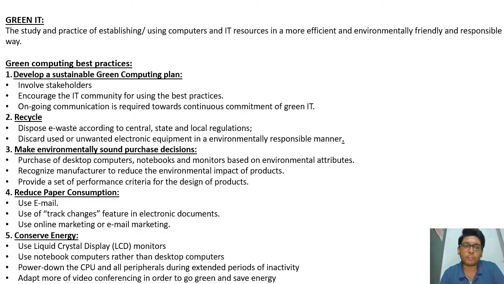Third, make environmentally sound purchase decisions. Purchase of desktops, computers, notebooks and monitors based on environmental attributes. Provide a set of performance criteria to the design of products. Finally, recognize manufacturers that reduce the environmental impact of the product. So I should make sound purchase decisions. I should identify the vendor from whom I should purchase in an efficient, environmentally safe and secure manner.